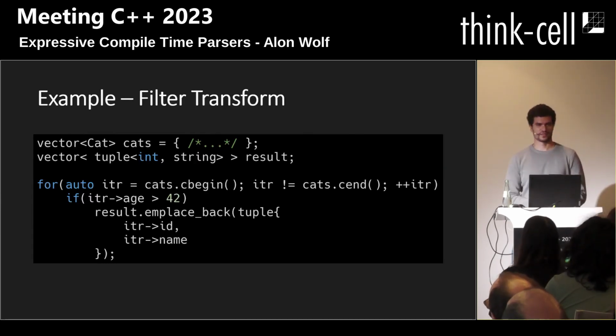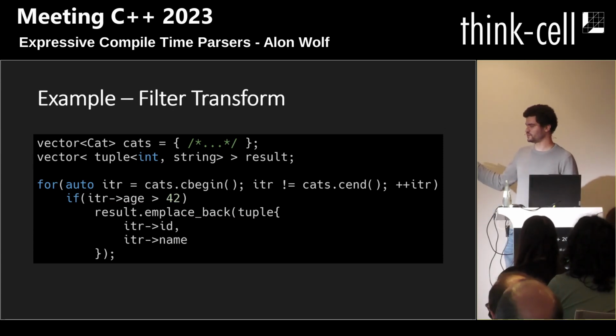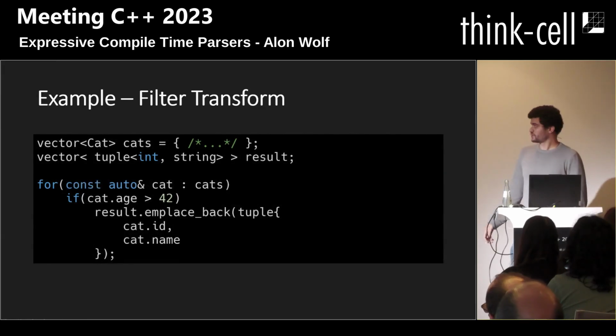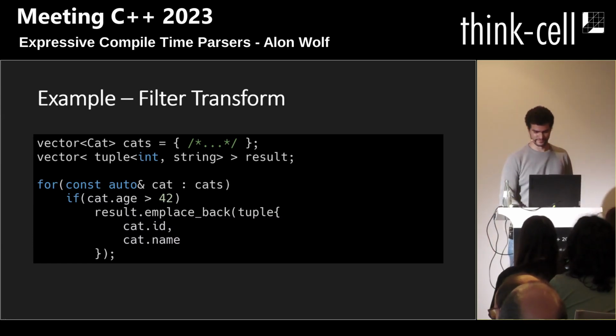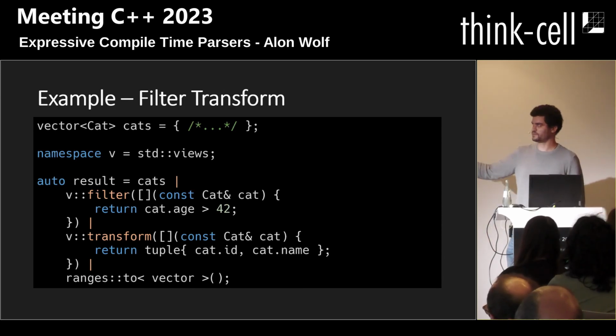Okay, now let's do a quick recap of everything so far with a filter transform example. So here we have an input vector of cats, and we want to get all the cats over the age of 42. And we want to get just the ID and name of them. So we use iterators to iterate over the vector. We check if the age is bigger than 42, and if so, we place a tuple with the ID and name. We can use modern C++ syntax to replace the iterators with a range-based for loop to make our code more expressive. But this is 2023, and we have ranges now. We can use the overloaded pipe operator to chain multiple operations, and now our code literally says filter transform.